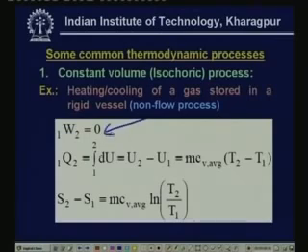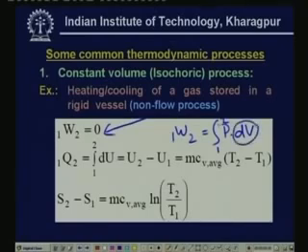For a non-flow process, if you remember, the work transfer 1W2 is given by the integral of PdV integrated between 1 to 2, and here dV is the volume change. Since it is a rigid vessel, dV is equal to 0. So work transfer is equal to 0. So that's how you get this equation. So the work transferred in a simple heating and cooling of a gas stored in a rigid vessel is 0, provided we do not have any other modes of work transfer. For example, you don't have any electrical heater or any other magnetic or chemical modes of work transfer.